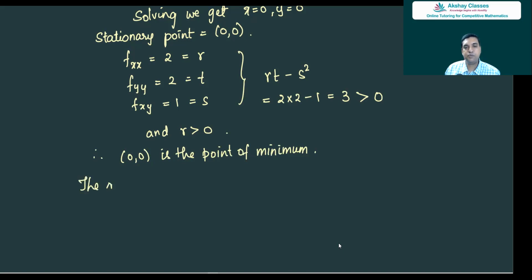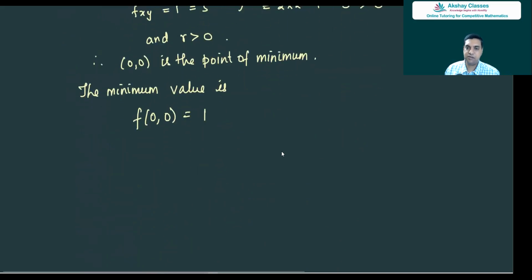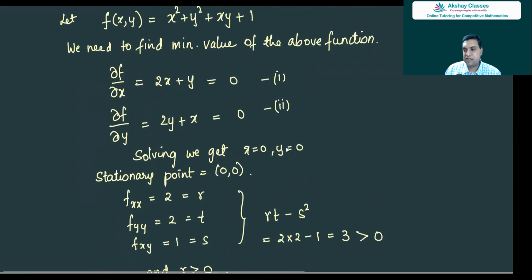The minimum value is f of (0, 0). Substitute (0, 0), we get the value 1. Therefore the minimum distance is 1. S square is 1, minimum value. So the distance is 1. This is the answer.